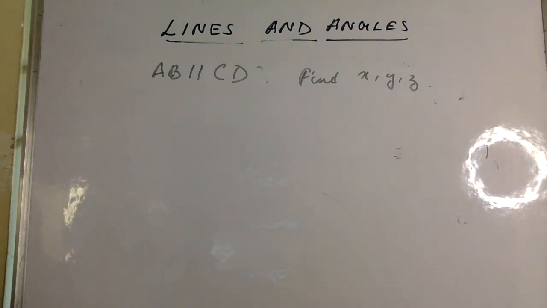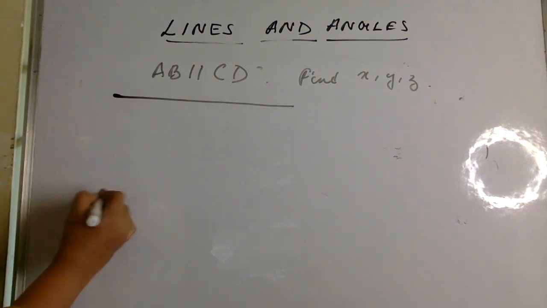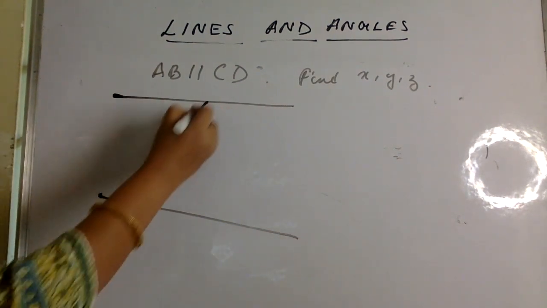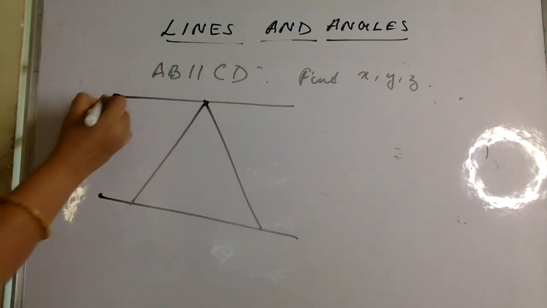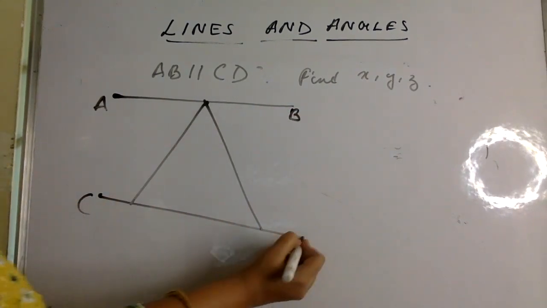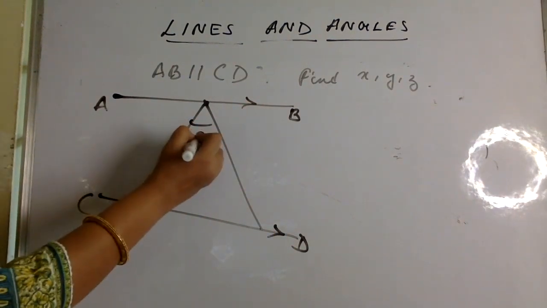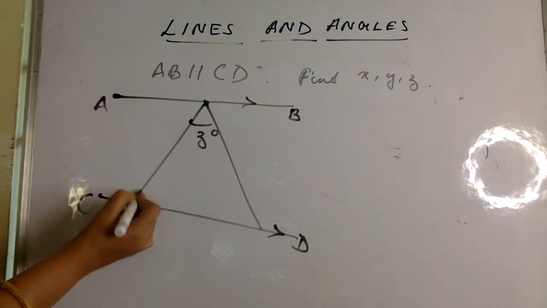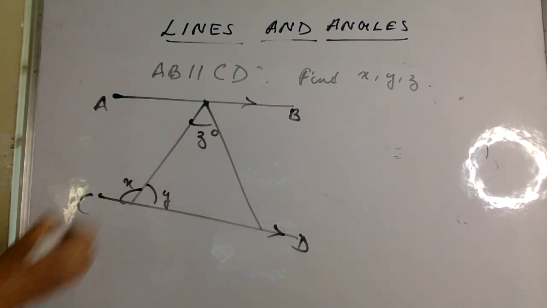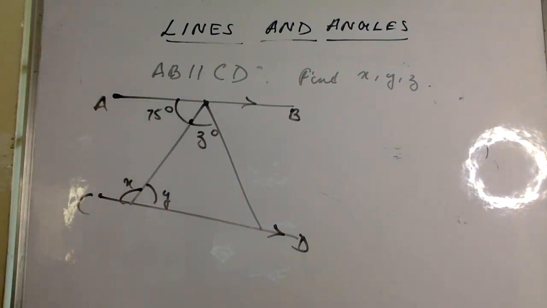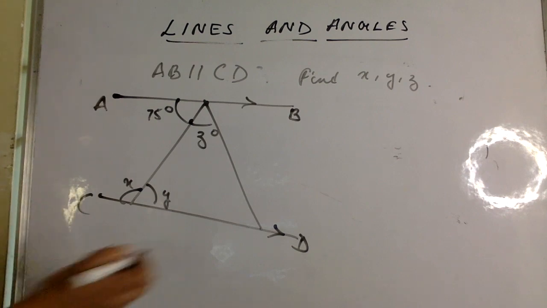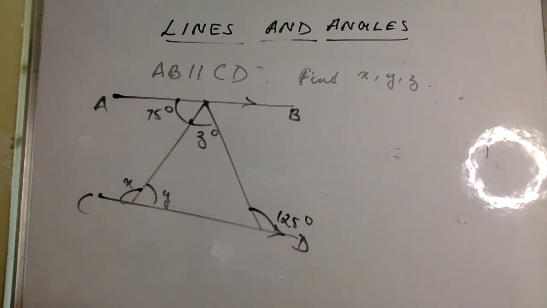Okay, how do you find this? Here is the diagram. Now AB is parallel to CD. Okay, these two are parallel. I put the signs, and this angle is z, and this is x. Here is y. And this is 75 degrees. So we have to find the values of x, y and z. Now how do we find them? Here one more angle is given, which is 125.